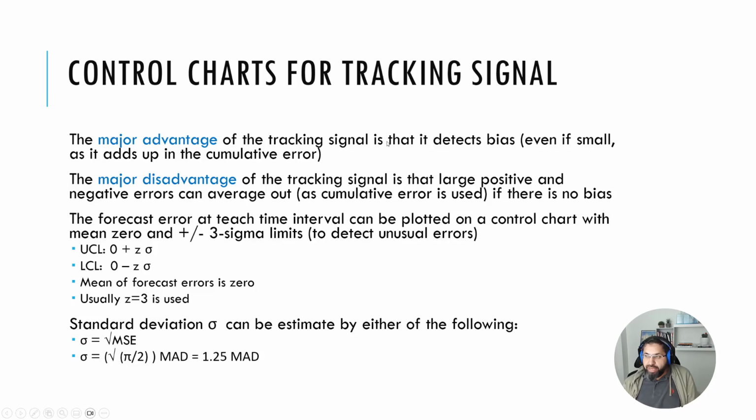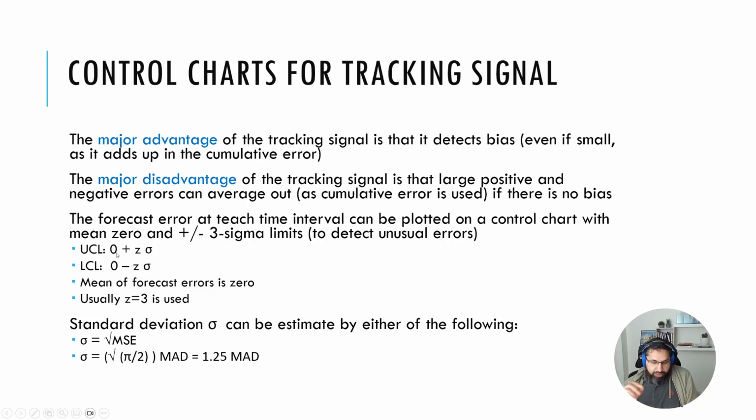The major advantage of the tracking signal is that it detects bias. Even if bias is small, it adds up in the cumulative error. The major disadvantage is that large positive and negative errors can average out because you use cumulative error. So if there is no bias, even if your errors are growing larger and you have a lot of variability in them, it may not detect that your errors have grown higher in magnitude. But MAD, like a rolling window MAD, and MSE will detect that.